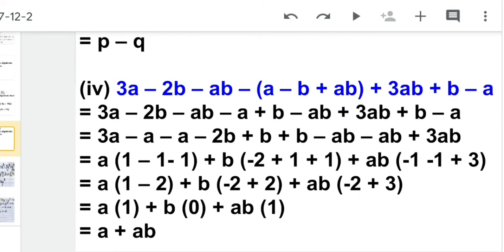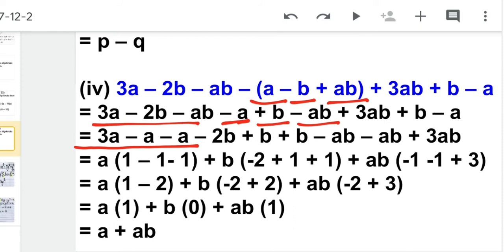Okay. And in the next part we have a bracket and a negative sign in front of that bracket. So we have to open that bracket first. So you can see here this a will come as negative a, negative b will come as positive b, and positive ab will come as negative ab. Now we have to write all the like terms together. So all a terms, then all b terms, then all ab terms.